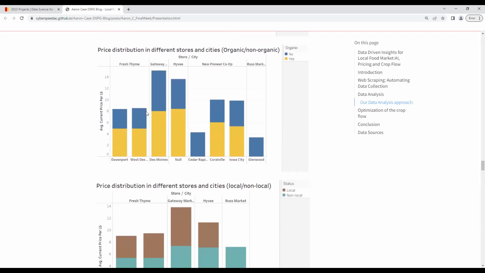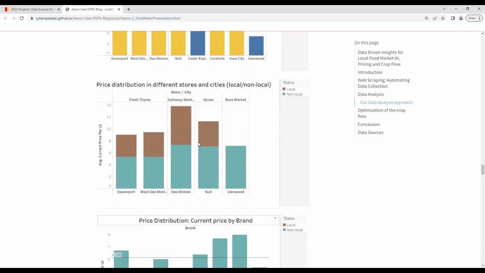All right, this is the price distribution in different stores and cities, organic versus non-organic. And we can clearly see that the city Cedar Rapids does not have organic tomatoes. We are not claiming this is exactly true, but this is from the data set that we have.